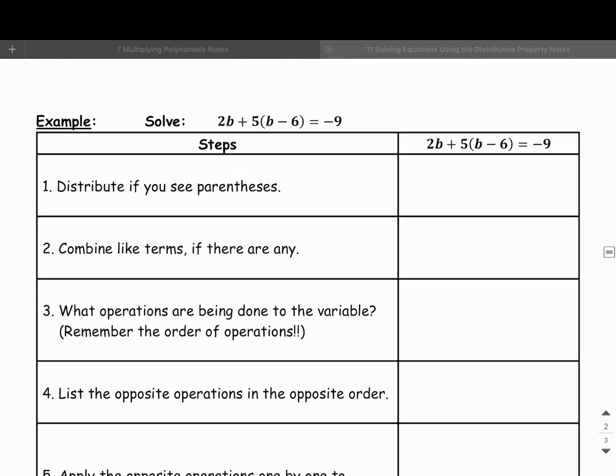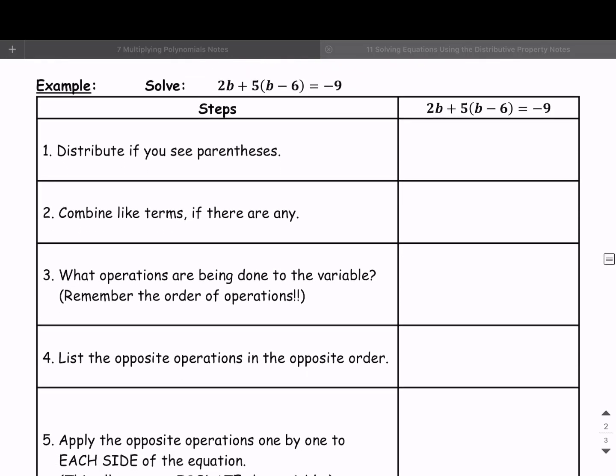All right, so when we're given an equation such as 2b plus 5 times the quantity b minus 6 equals negative 9, first off, notice we're not solving for x this time, we're solving for the variable b. Notice second that there are parentheses. If you see parentheses, you're going to distribute. So we're going to distribute this 5 into the parentheses.